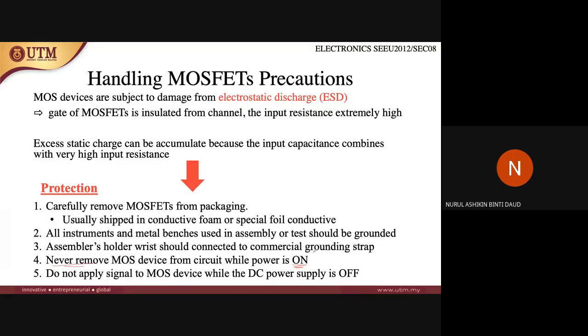In fact, it is not only applied to MOS devices. On all electronic devices, before you remove them from the circuit, make sure that the power of the device is off. And do not apply signal to the MOS device while the DC power supply is off. So make sure that the DC power supply is on before you apply any signal to the MOS device. Here are a few precautions that you need to know before you handle a MOSFET device.